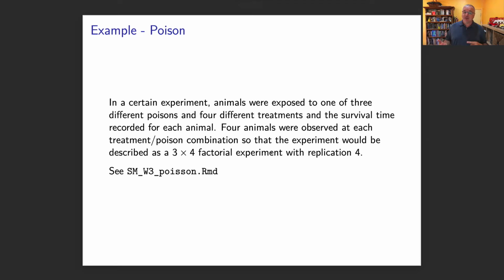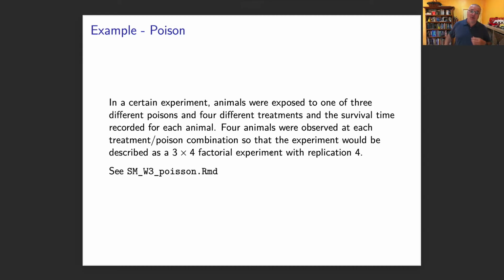So our second categorical variable is treatment, and that has 4 levels. And we measured the survival time recorded for each animal. That's unfortunately how long it lasted until it passed away. And for each possible combination, we did 4 animals. So we've got 3 different poisons, 4 different treatments. So altogether we have 12 different combinations. And then we did that times 4.